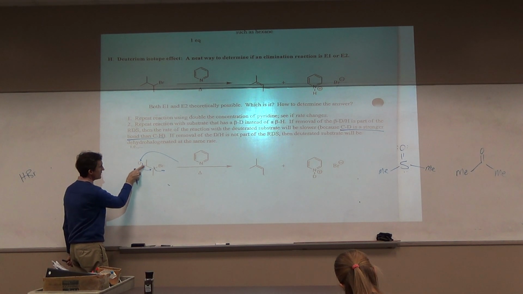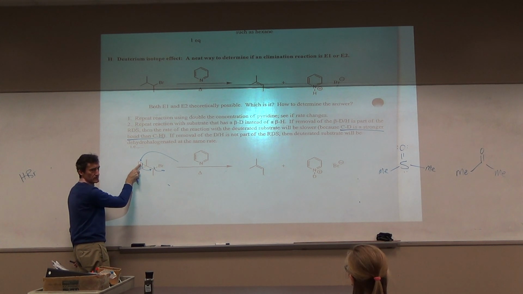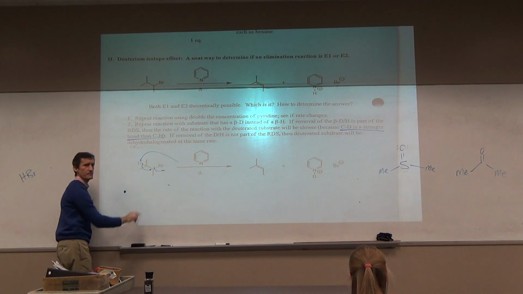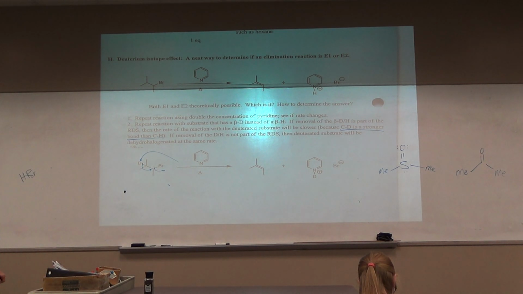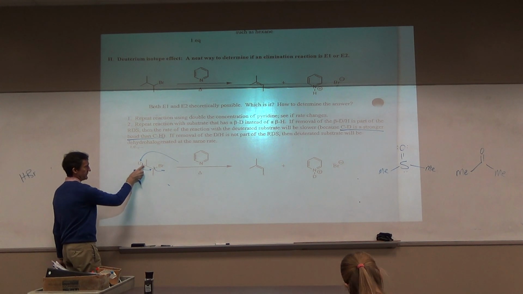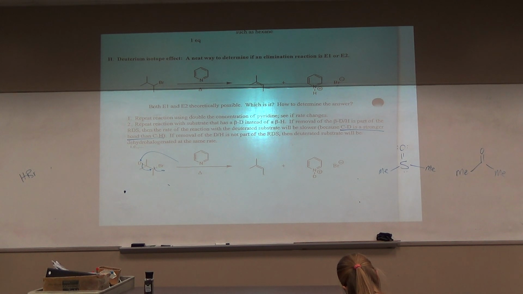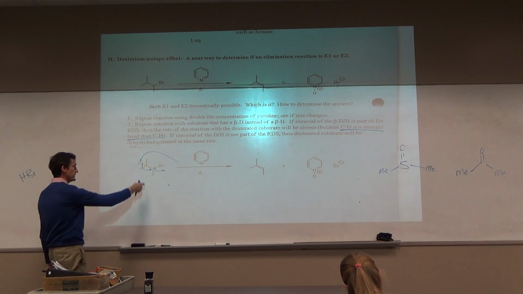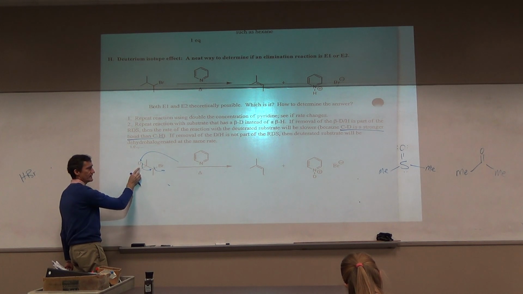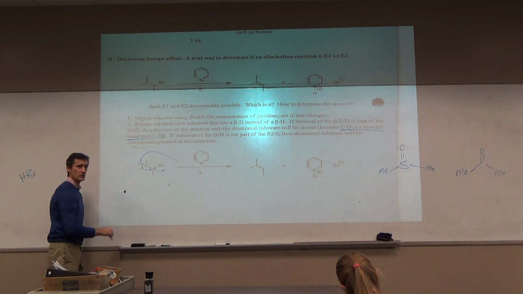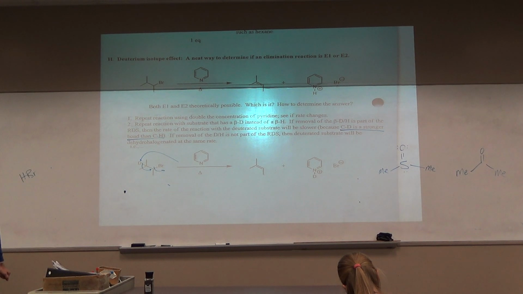If this bond is stronger, it's going to make the E2 more difficult. But it will not make the E1 more difficult, because that bond is broken in the fast step in E1. Basically what you do is you get your hands on the deuterium compound and do it. And if deuterium here slows the rate down, that tells you that that bond is being broken in the rate determining step, and the mechanism thus must be E2.